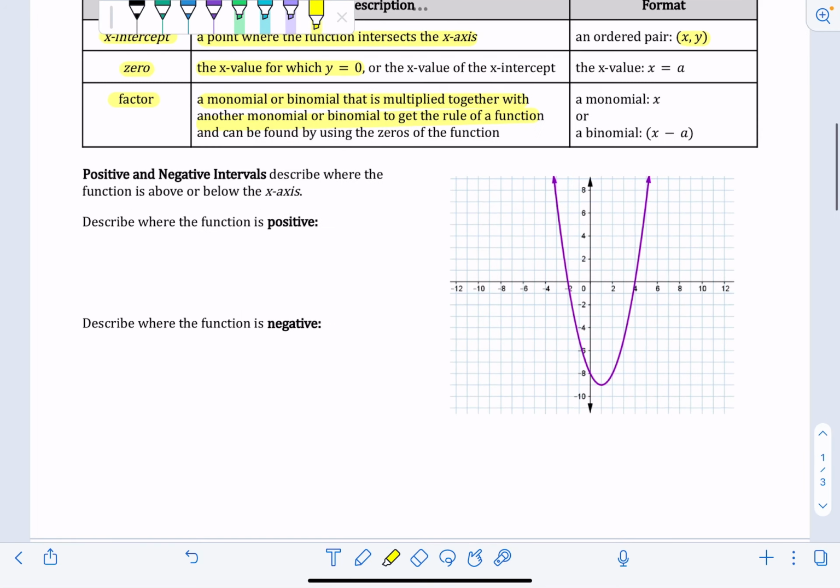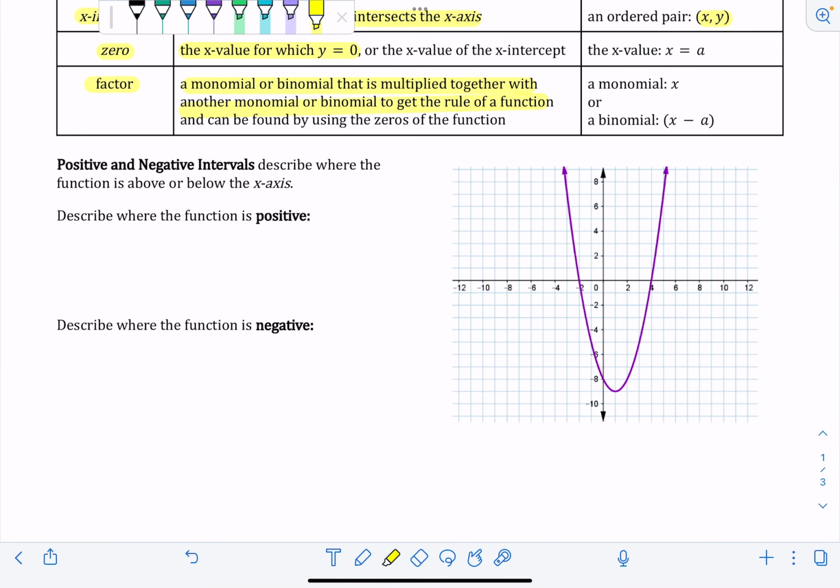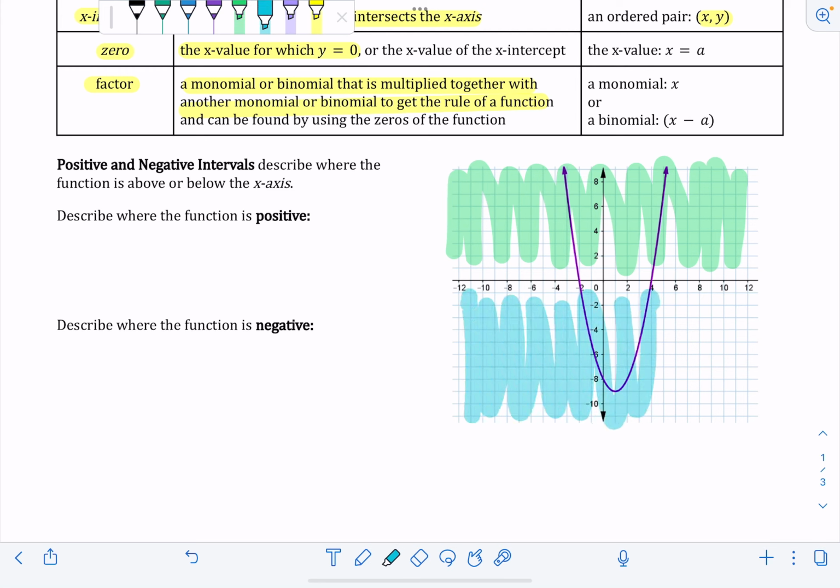Okay, so the next section, positive and negative intervals. Positive and negative intervals describe where the function is above or below the x-axis. So if I look at this graph, I can cut it in half by the x-axis. I can cut it in half by the y-axis too, but we don't really care that much about that. If I cut it in half by the x-axis, there's this top half and this bottom half, and we're going to describe each of those.